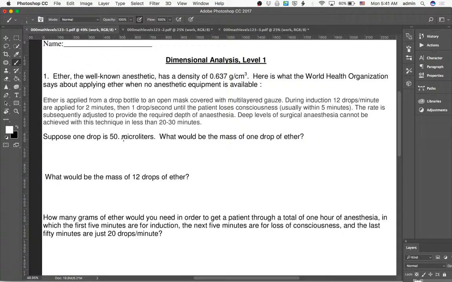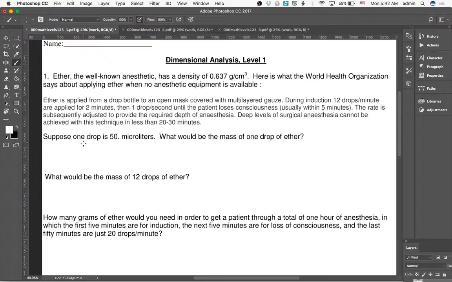This dot here indicates that the 50 is two significant figures, all right? It indicates that the 0 is significant. What would be the mass of one drop of ether? Okay, so mass. We're looking for grams. So here's grams.